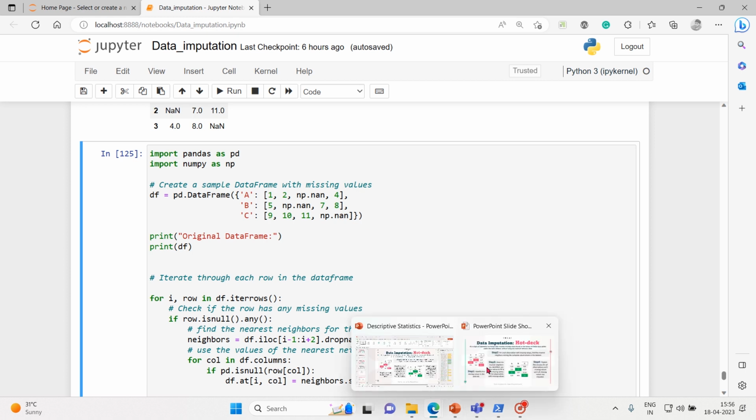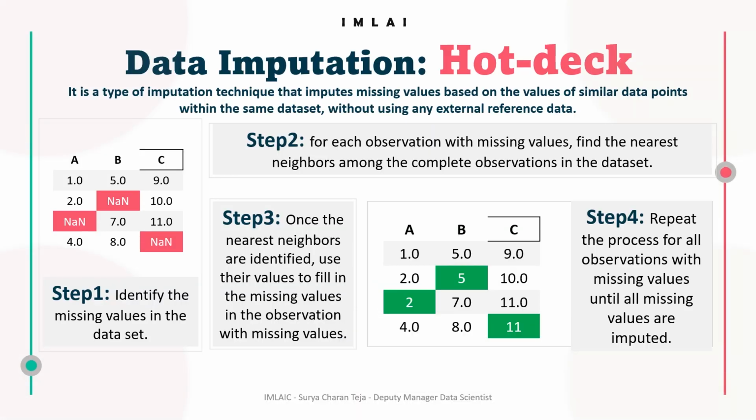So this is hot deck imputation. Hot deck imputation can be applied to various types of data, including numerical data and categorical data. The choice of similarity measure, number of nearest neighbors to consider, and method of imputing values can be customized based on the characteristics of the data set and the specific problem being addressed.